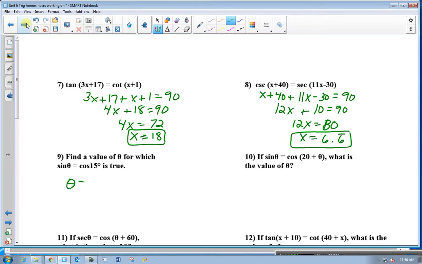All right, so number 9, find a value for theta. So theta should be 90 minus 15. Right. The value of theta, if sine theta equals cos of 20 plus theta, it should be theta plus 20 plus theta equals 90. 2 theta is equal to 70, so theta is equal to 35.